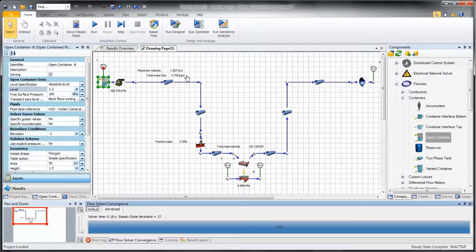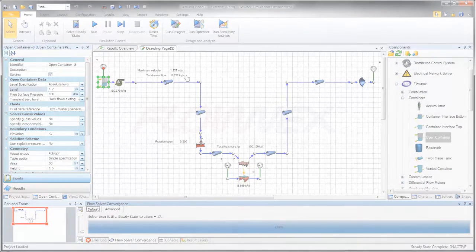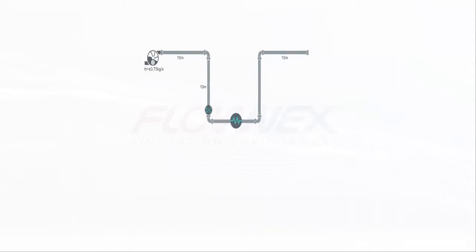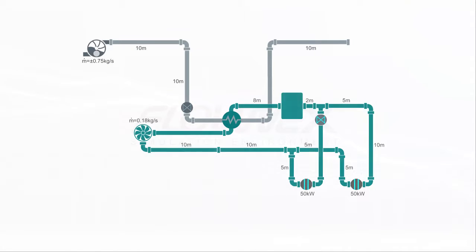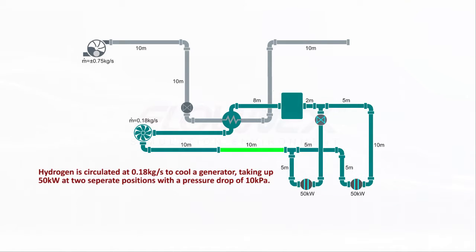With all the information I dished out in the past few sessions, you're probably ready to take on the world with Flonex. So I think it's time to put that to the test. I want you to try and add the rest of the hydrogen system to our Flonex network as shown here on the screen. The hydrogen is circulated at 0.18 kilograms per second to cool a generator.